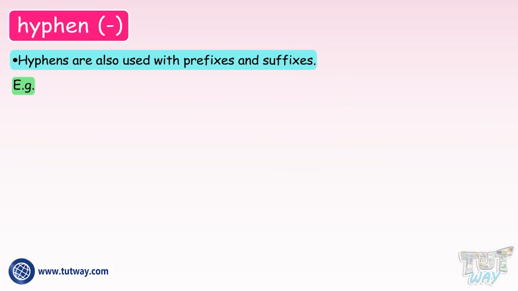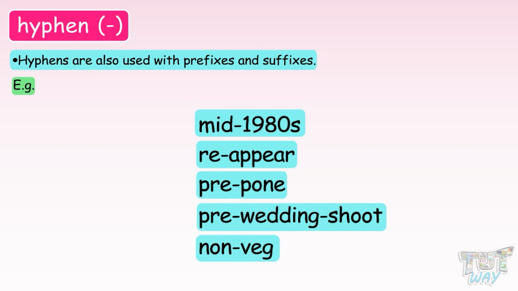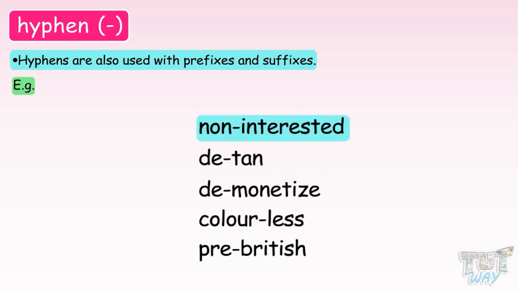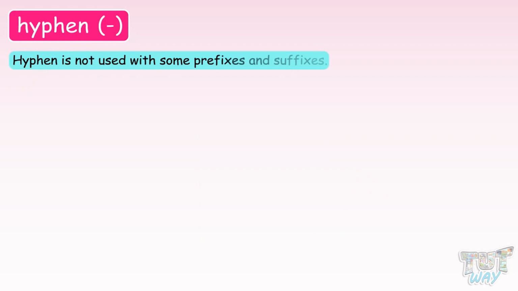Let's learn examples where hyphen are used in prefixes and suffixes. Mid-1980s, reappear, prepone, pre-wedding shoot, non-veg, non-interested, D10, demonetize or de-monetize, colorless, pre-British, reappear, reconstruct, trans-American, mid-December, Anglo-Indian. So in some cases, we use hyphen, but in many cases you can avoid hyphen.